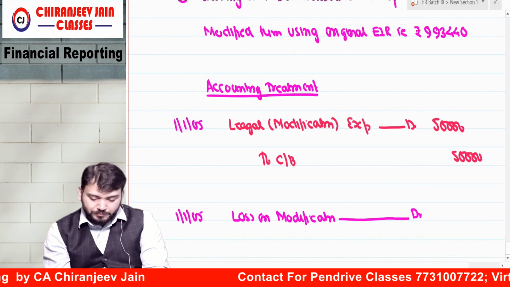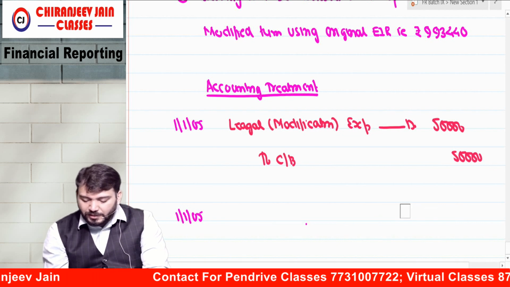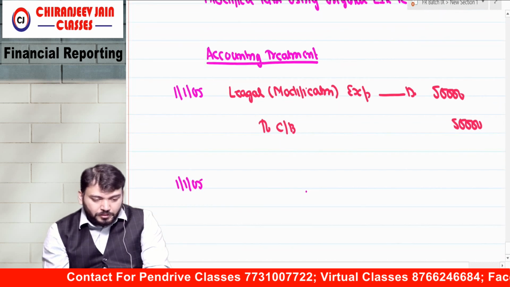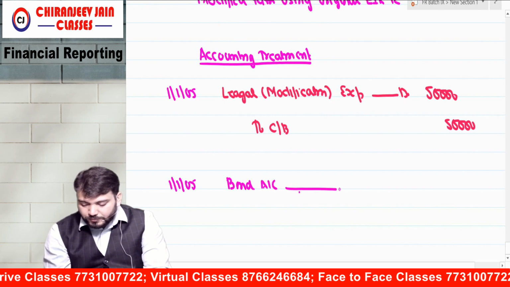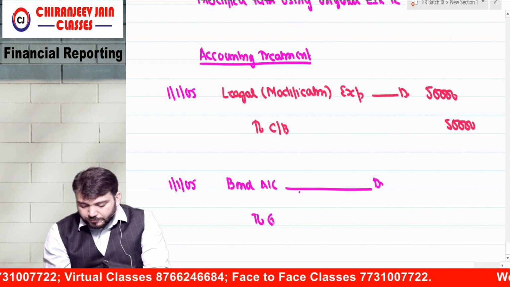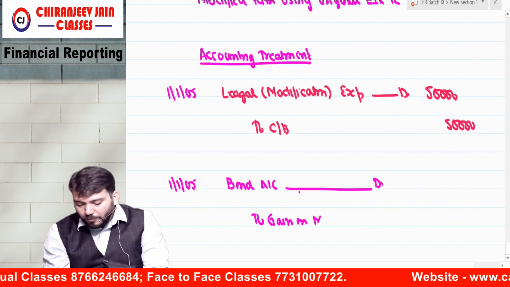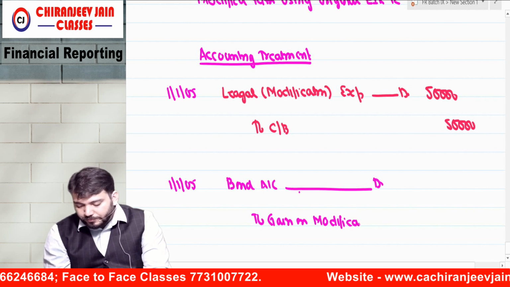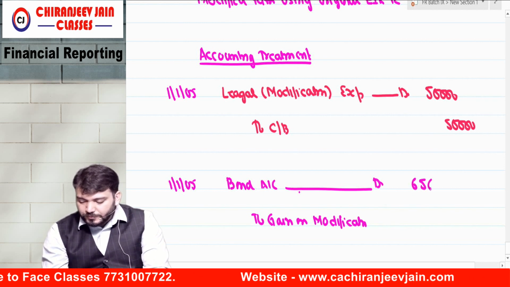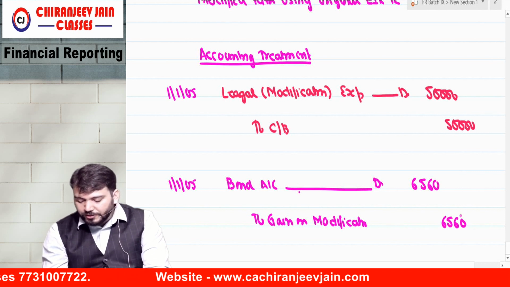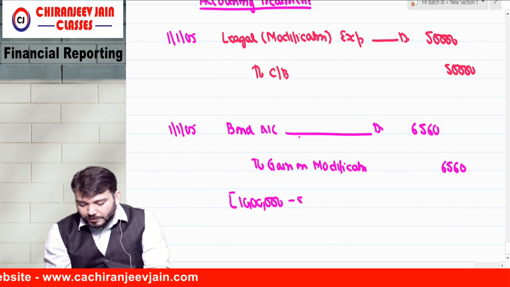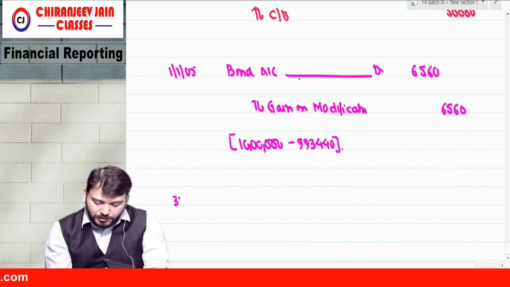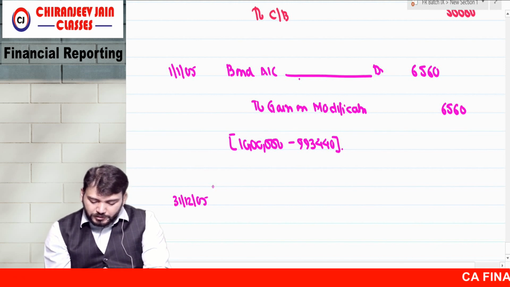Sorry, gain, liability decreases. So bond account debit to gain on modification. What is the difference? 6,560. This is nothing but 10 lakh minus 9 lakh 93,440. Correct? Then on 31/12/2005, this will be transferred to PL.